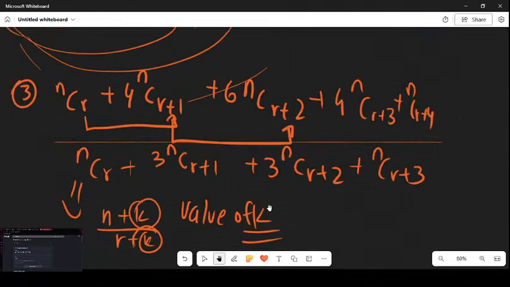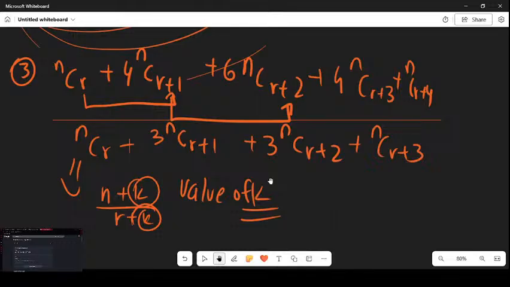Okay, so this was our expansion. Now we have to solve this. Here it's increasing from r to r plus 1 to r plus 2 to r plus 3 to r plus 4, and here it is in the same manner. But if I see the constant term, here it was 1, here it became 4, here it became 6. But I don't think it's going to help us for now.